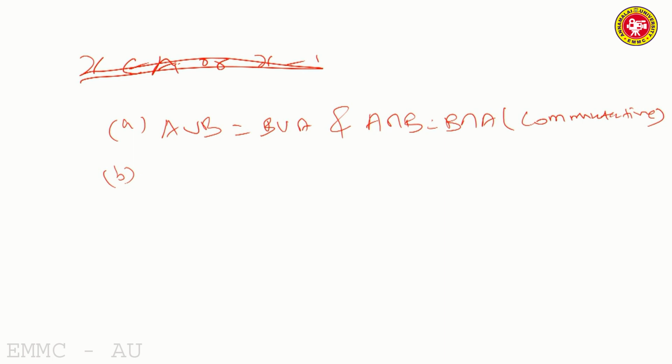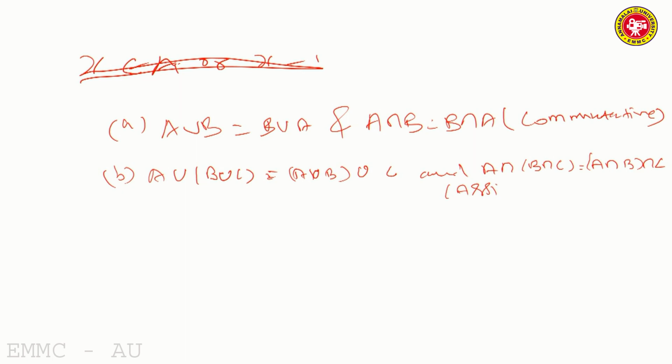Then we have a second property: A union (B union C) is equal to (A union B) union C, and A intersection (B intersection C) is equal to (A intersection B) intersection C. This is called the associative property. Associativity with respect to union and intersection.